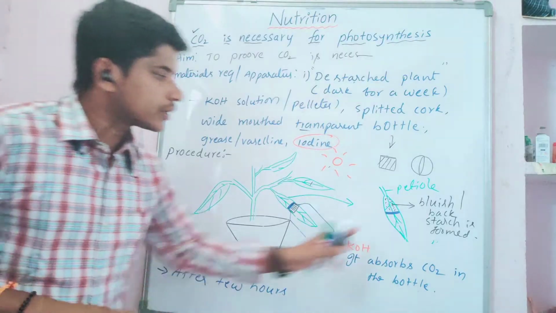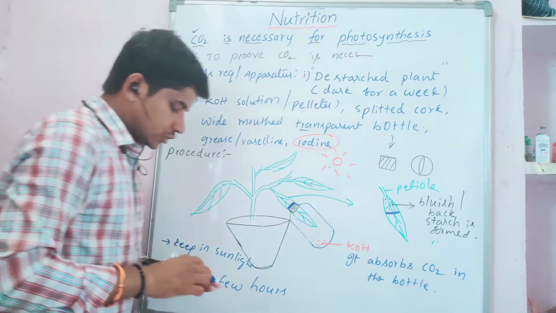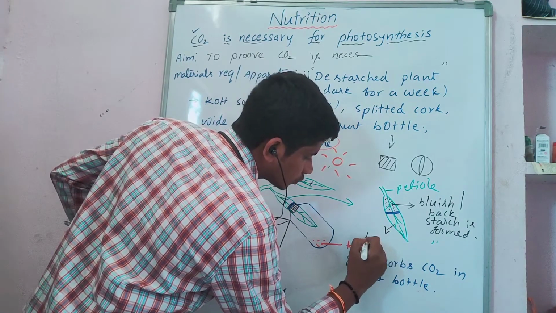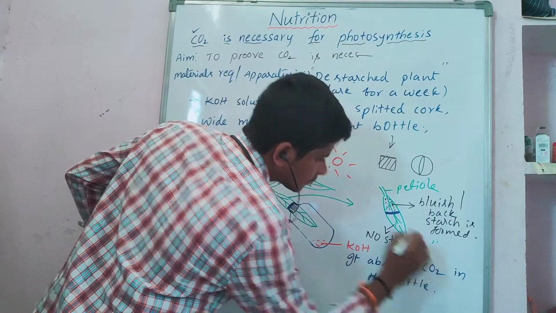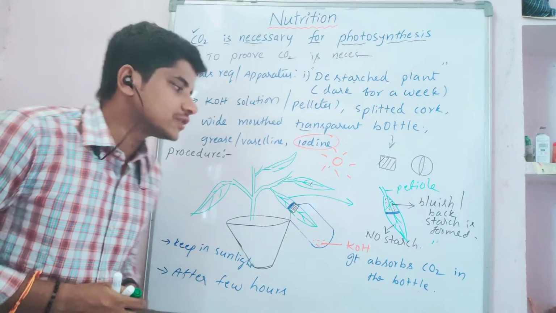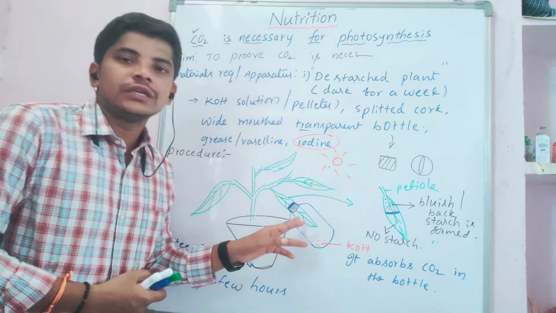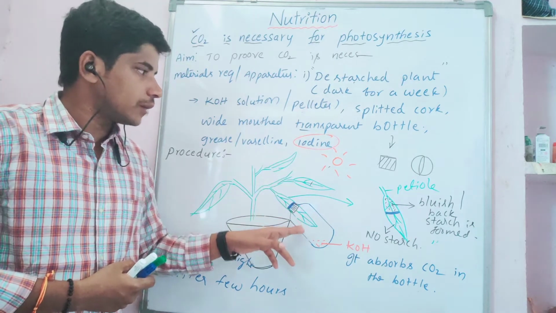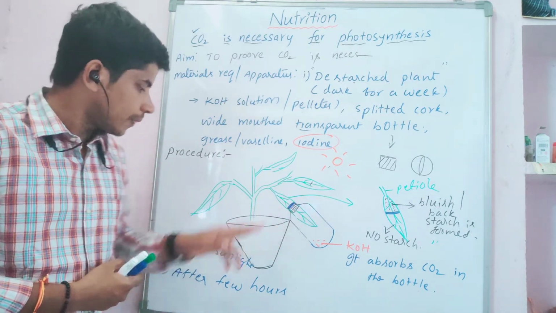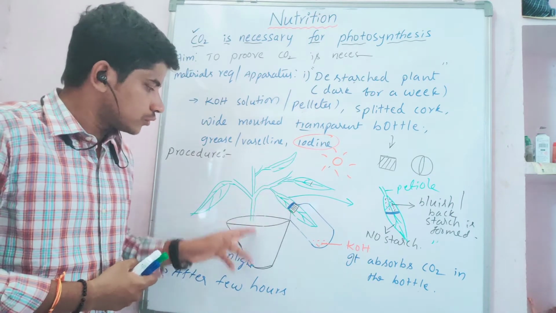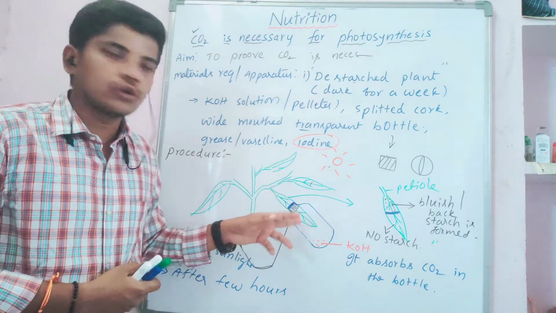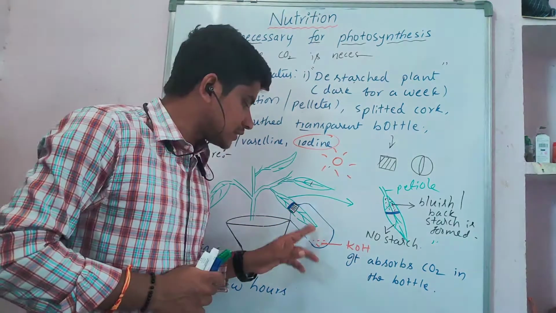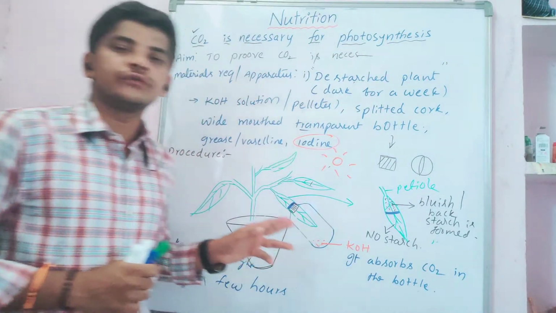Now the remaining half part of the leaf does not turn bluish black in color because starch is not formed, no starch. Why does this part of the leaf not form starch? Because inside the bottle there is no carbon dioxide. The remaining factors are all available. It can get the sunlight because it is a transparent bottle, and water is available through the xylem and phloem, and the chlorophyll is already present in the leaf. What is absent here? Carbon dioxide only. So if carbon dioxide is not available to the leaf, it can't perform photosynthesis.